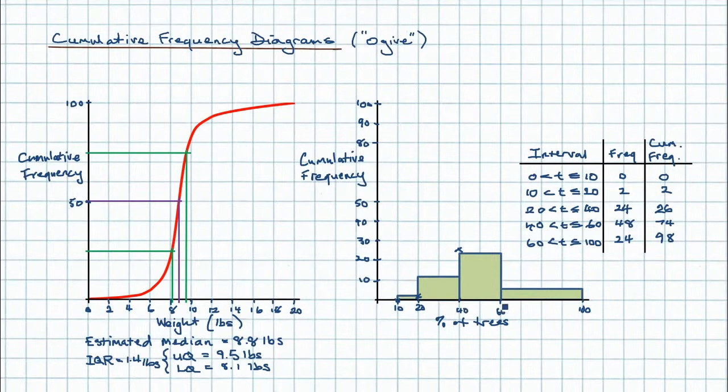Get a little cross. Okay, at the end of the 40 to 60 interval, I've got 74, so that's going to go to here. Okay, and at the end of the final interval, we've got 98. So I'm going to draw my line up to just below the 100, so about here.